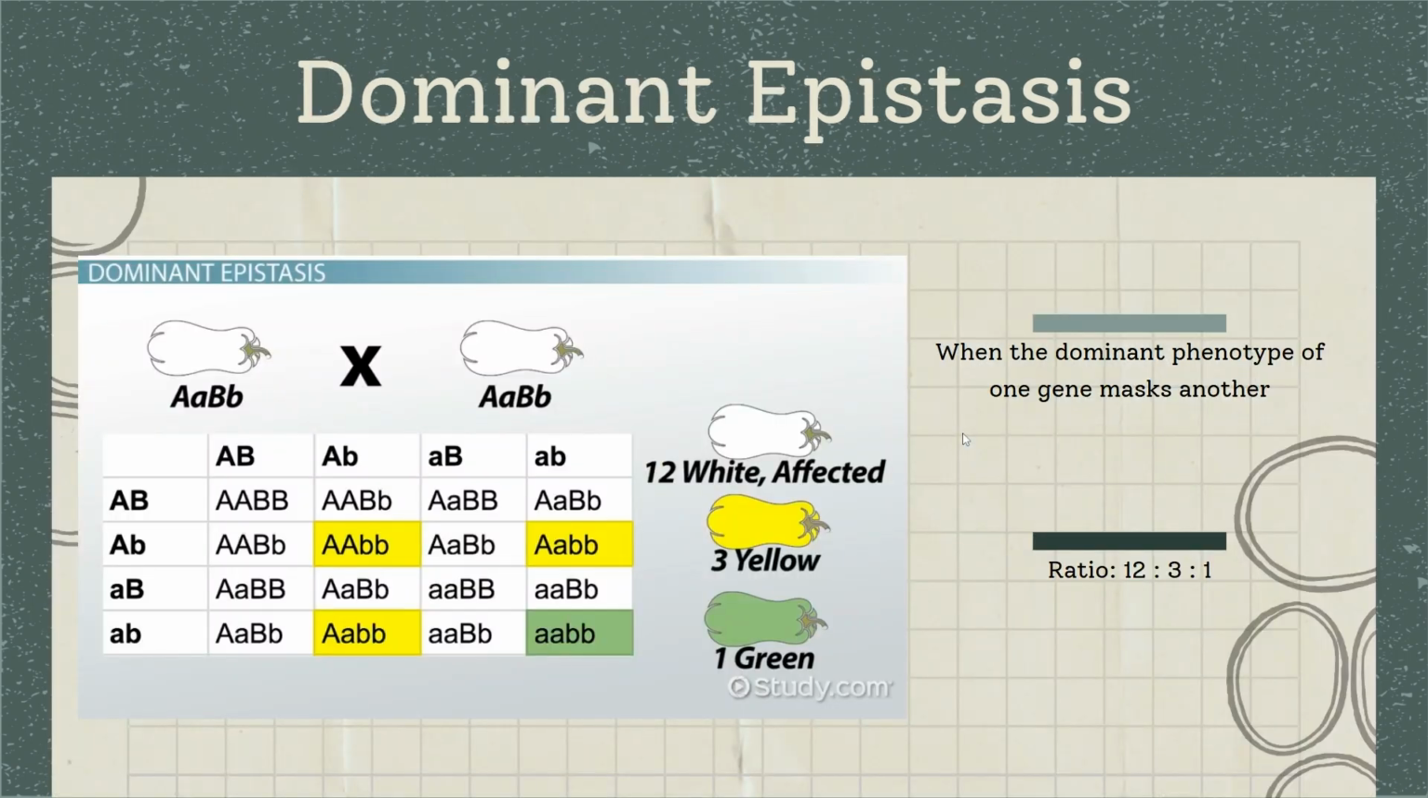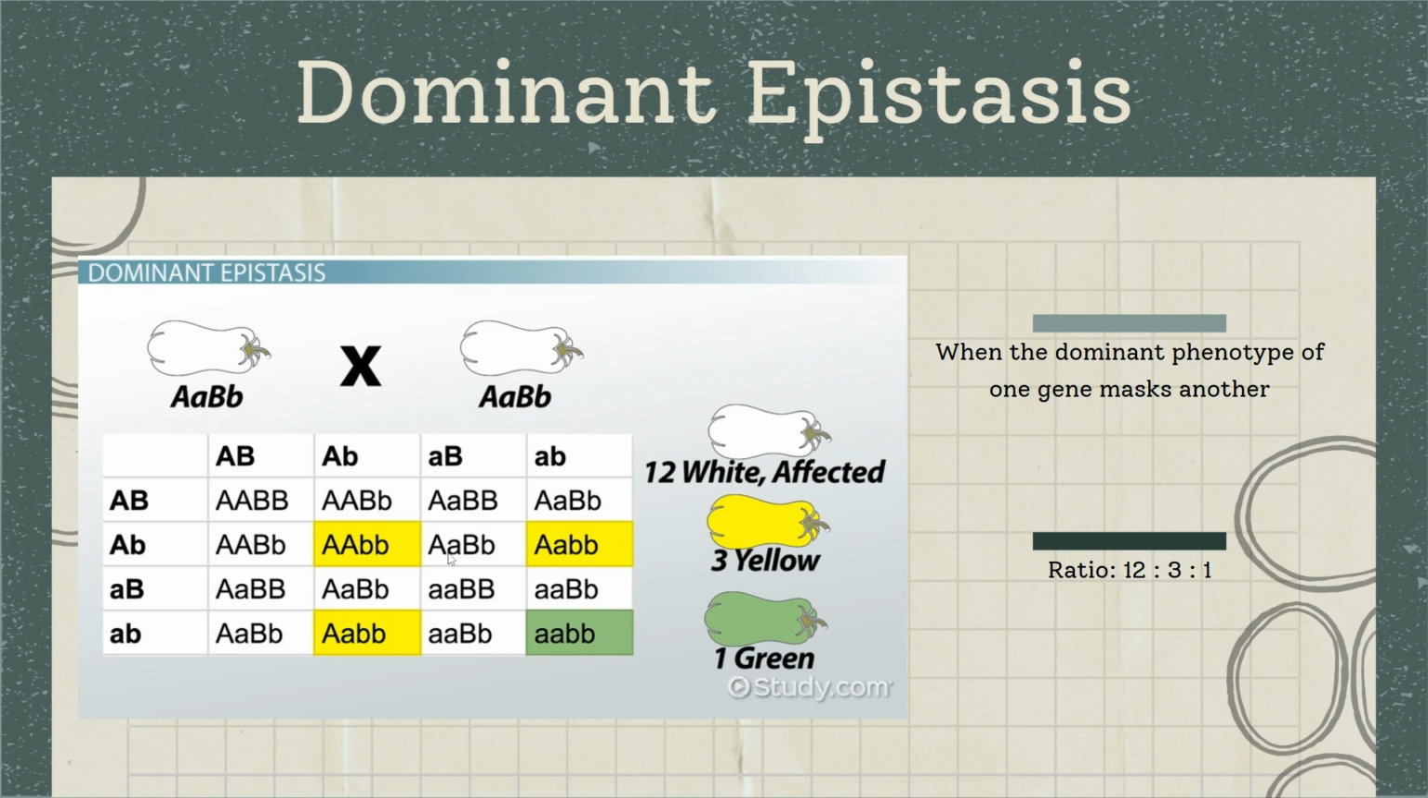So dominant epistasis is when the dominant phenotype of one gene masks another. In this case, B is going to be masking A. So whenever B has at least one dominant allele, if there's one capital letter, it's going to have a dominant phenotype, and that will be white. And whenever the pepper is white, no matter what A is, whether homozygous dominant, heterozygous, or homozygous recessive, the gene B will take over. The dominant phenotype for B will take over.